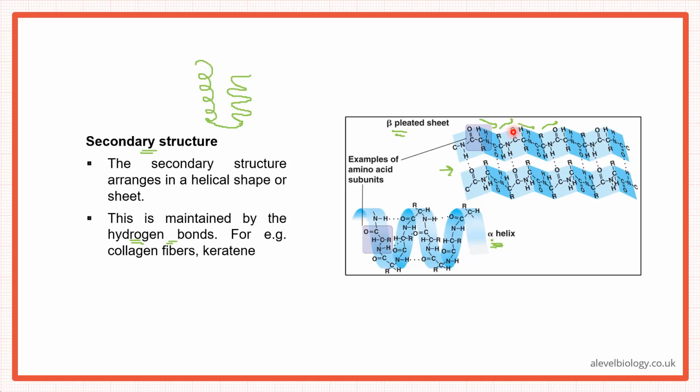Then you can see the same here in beta pleated also. So see, there is one hydrogen bond here, then we can see one over here, one over there. Okay, so this actually gives it support also. Are you getting it, beta? So we have two bonds right now. Polypeptide is already there, and we have hydrogen bonding also.